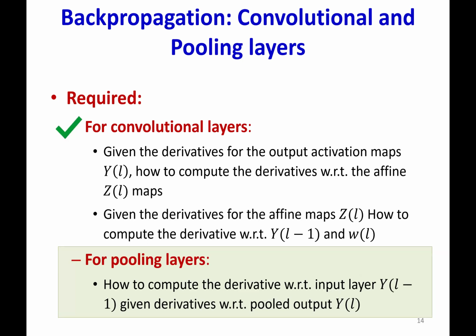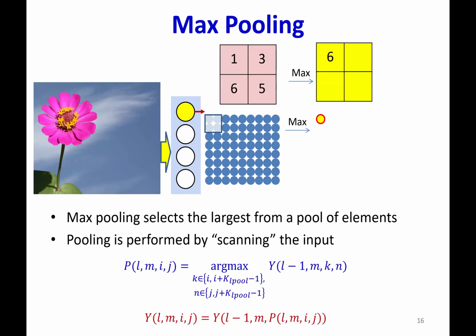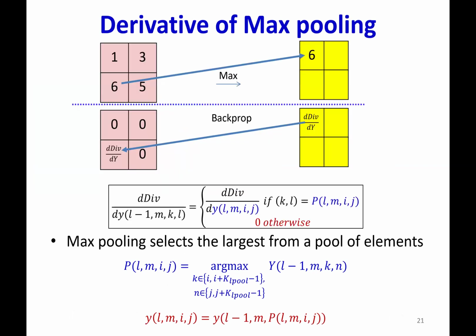Exactly. So here, max pooling pools groups of values to reduce jitter sensitivity. When you perform max pooling, basically you're just computing the max value over the window. When we propagated derivatives backward, we know that only the max element was copied over. So the rest of them had no influence on the output, which means that the derivatives of the divergence with respect to these must be 0 because they do not influence the output. And the derivative with respect to the element that was copied over can be copied back exactly. So this was the back propagation for the max pooling layer. Everybody remember this?